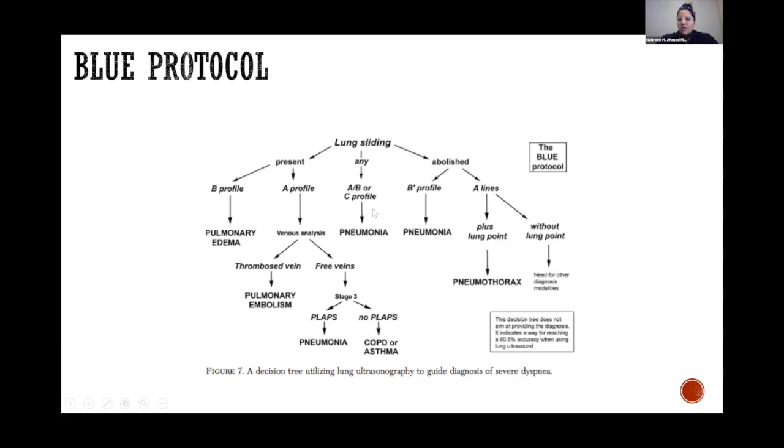AB profile, the reason it says lung sliding any is because, remember, we mentioned that with significant inflammatory adherences, you might see that the lung sliding is absent. And in that scenario, we might be thinking about a severe pneumonia. And C profile really refers to having a consolidation. I'll show you what that looks like in a minute. When your lung sliding is completely abolished, again, this could be pneumonia. And if you're seeing A lines, but the absence of lung sliding, this would be a patient with a pneumothorax.